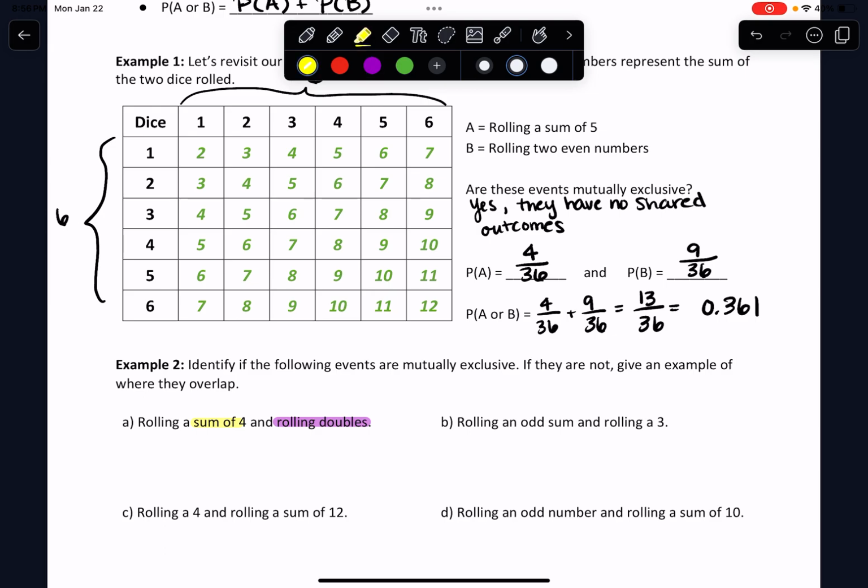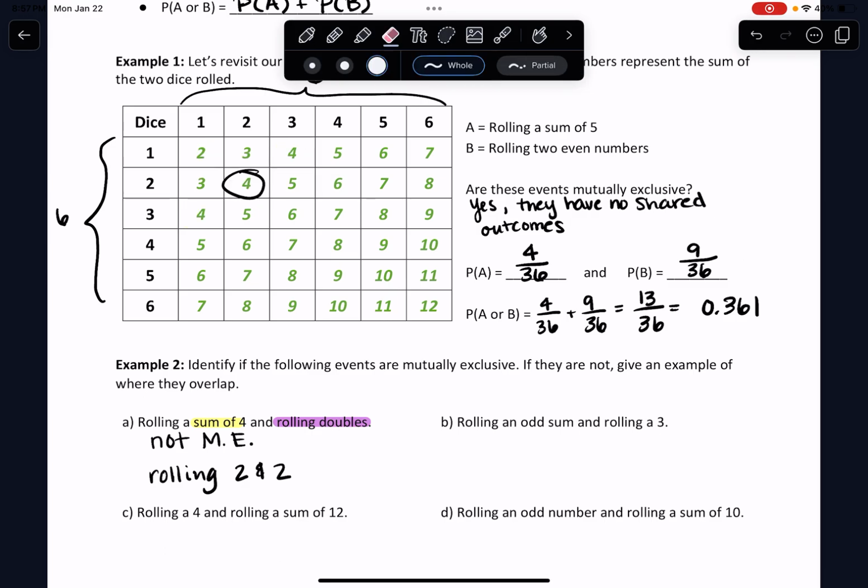So how many ways can we roll a sum of 4? There are 3 ways. And in terms of rolling doubles, we can roll a 1 and a 1, we can roll a 2 and a 2, and we can actually stop right there because we have an overlap. So we would say these are not mutually exclusive. Rolling 2 and 2 violates these conditions. It's a sum of 4 and it rolls doubles, so they do have a shared outcome.